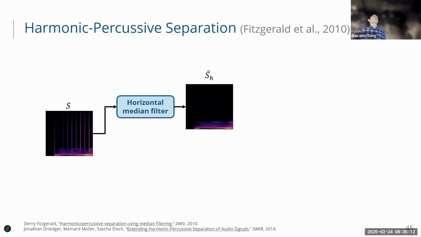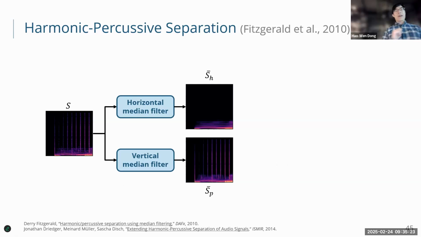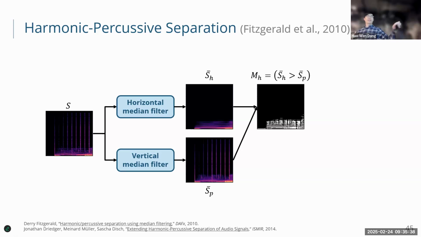So we have this horizontal median filter. We have some input spectrogram and we apply this horizontal median filter. So we get rid of the vertical lines. And then we apply the vertical median filter. So we don't get rid of the horizontal lines, it's more like making them blurry. And now the key is that we do this comparison: if the harmonic part is larger than the percussive part, then we get the first mask. This mask would be a 1 if you have something in this larger than something in this.